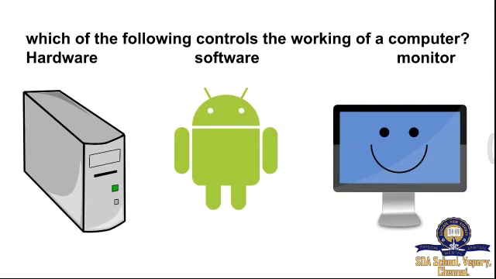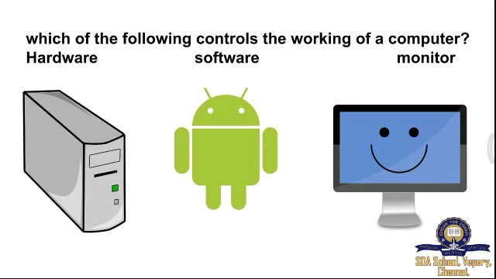Next, which of the following controls the working of a computer? If we want to control the computer, we should have software. Only software gives instruction to the hardware to control. So definitely the second one, software, is the answer. There are three options here: hardware, software, monitor. In this we have to select software.